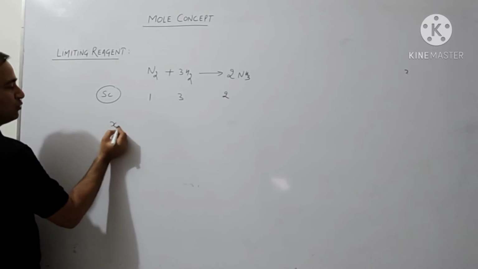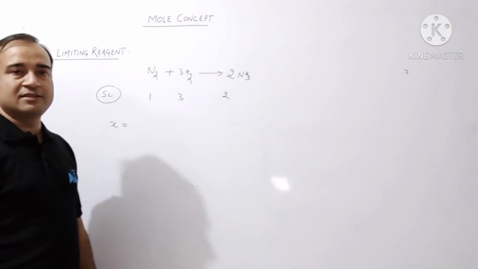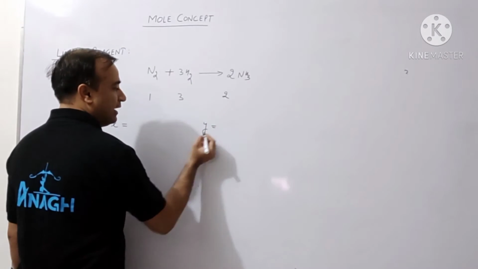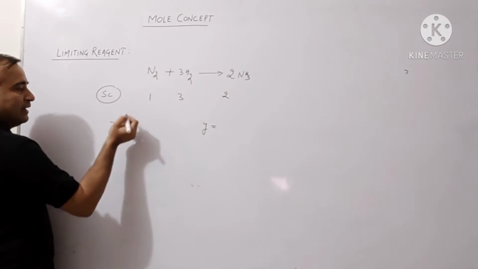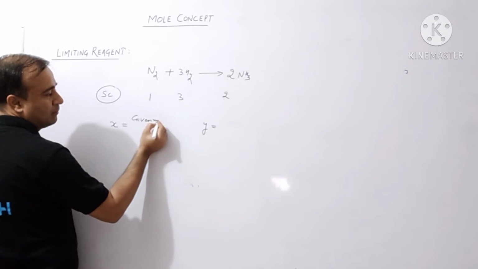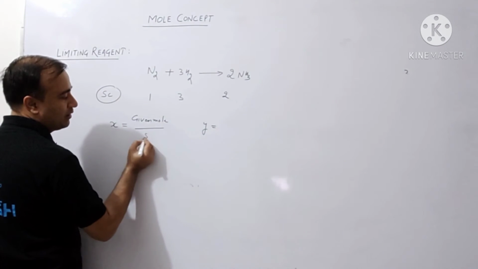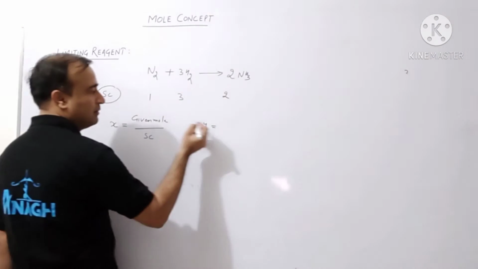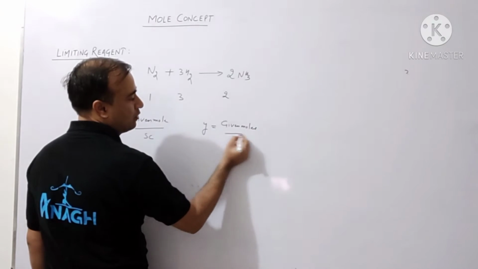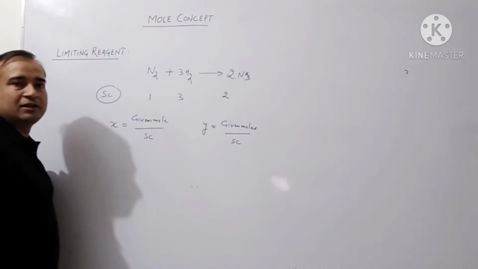So I am going to use two coefficients, X and Y, for two reactants. And what does it mean? It is the ratio of given moles to the stoichiometric coefficient of that reactant. Similarly, Y is the given moles to the stoichiometric coefficient of the other reactant.